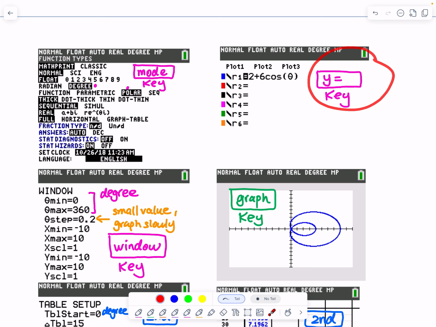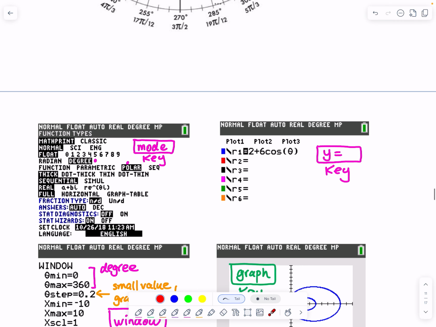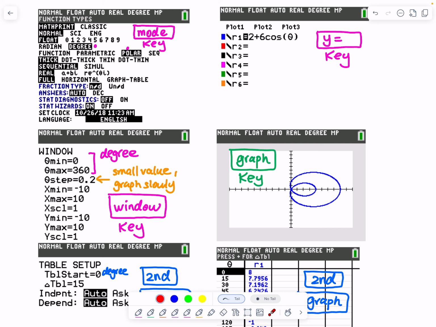And then to input your equation, now your calculator is in degree mode, graphing a polar equation, and then you need to press the y equal key. And then I want you to input 2 plus 6 cosine theta. So just like right here, 2 plus 6 cosine theta. And then I need to set up the window before I do the graph. So you click the window key. For degree mode, I go from 0 to 360 degrees. That is like from 0 to 2 pi.